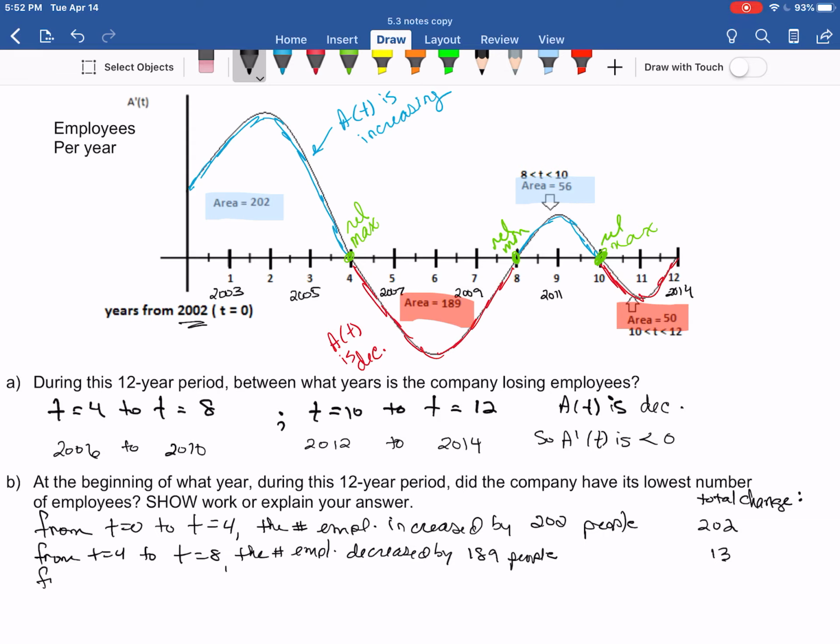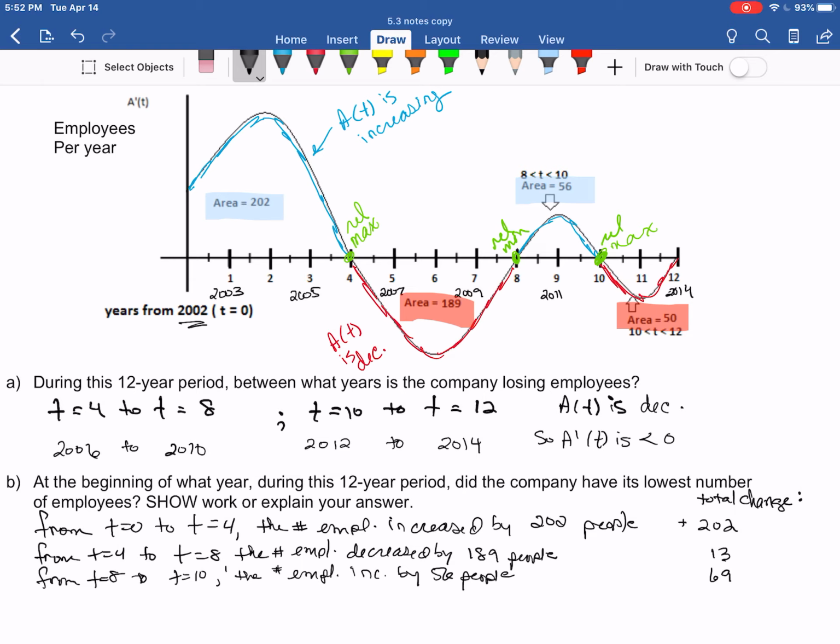Great. Then from t is equal to 8 over until the next turnaround point, which is at 10. During that little time frame, that time span, the number of employees has gone up. All right, I've hired an additional 56 people. Okay, so I'm going to be adding that now to where I just left off. I left off with 13 employees up from 2002. Now I can include an additional 56 people to that group. And so now I'm up by 69 people.